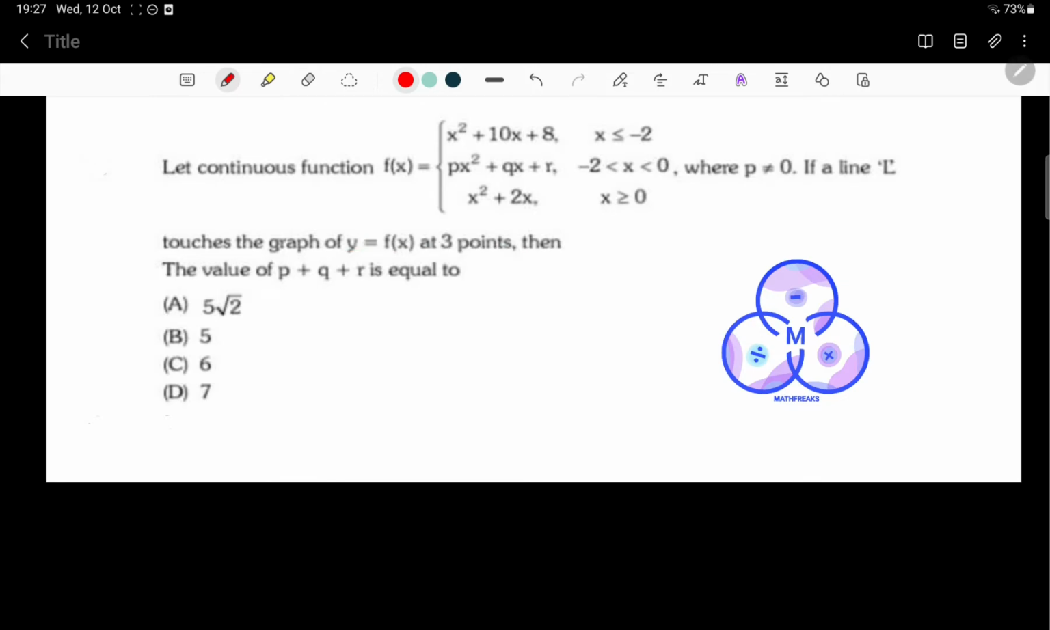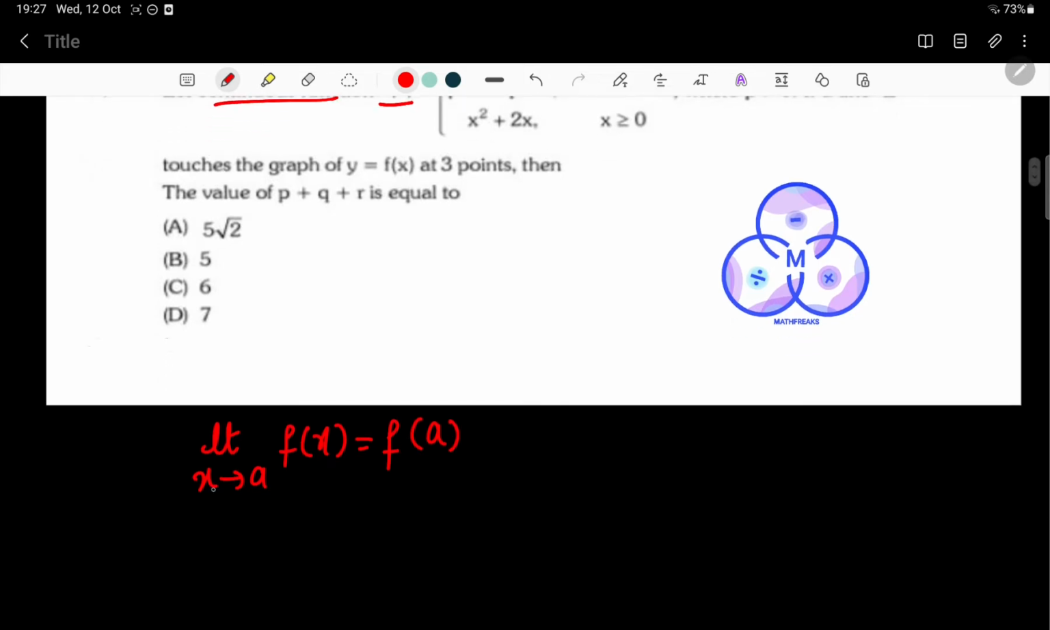Okay, so first of all, the question says that f(x) is continuous. Now, for a continuous function, we know that the limit as x tends to a of f(x) must exist. If f(x) is a continuous function, this is the basic definition of continuity, right?